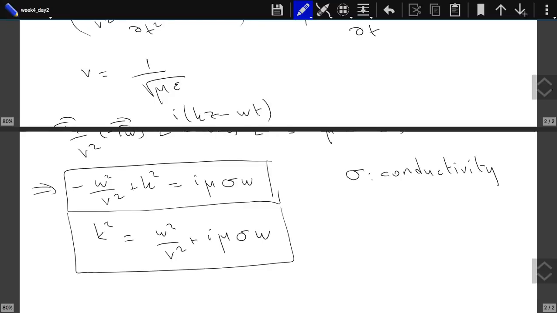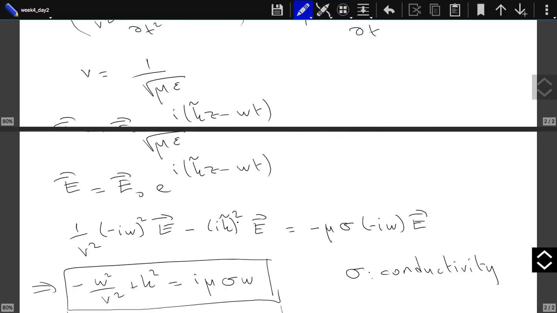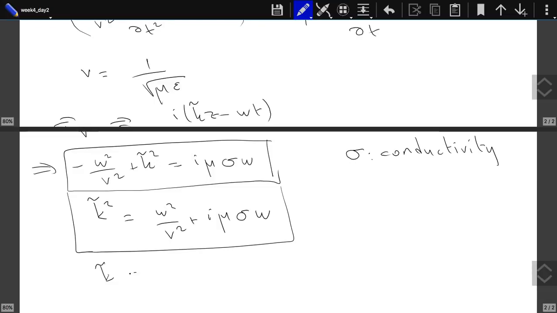Now let me just make a small change in notation. Let me call this K tilde. Well, it's not really the wave vector, it's a complex number. So that's why I would like to change the notation slightly. So this is K tilde. Here I have a K tilde. K tilde is a complex number, so it has a real part, which I will call K, and an imaginary part, plus i kappa. Now we will write the expressions of this K and kappa in a moment, but whatever the expressions are, this K tilde has some real part and an imaginary part.